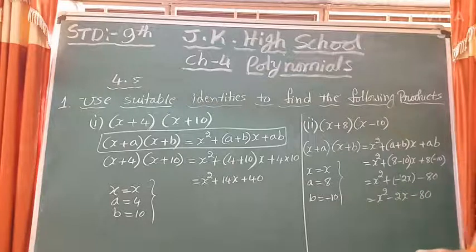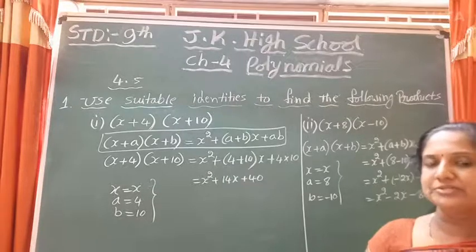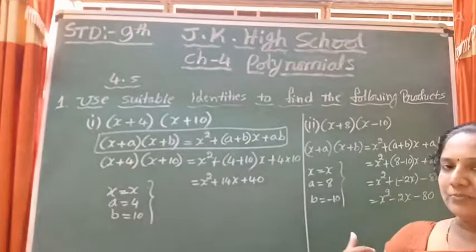Children, copy down. So you have to understand which identity you have to use and you have to solve. Okay children, copy down this.